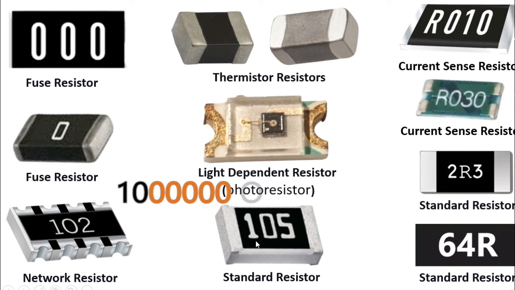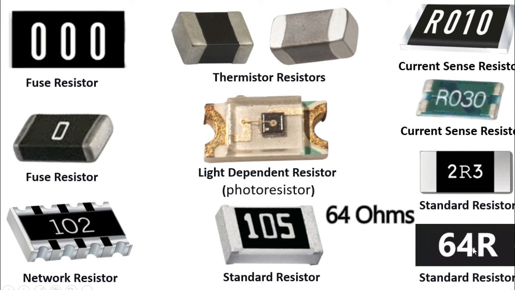1 mega ohms, because we have the first digit, the second digit, and here we have the multiplier, meaning 5 zeros. 5 zeros with 10 means 1 mega ohms. Here, as you can see, we have 64R. 64R means 64 ohms. We're gonna see in the next slides how to calculate the resistor codes.